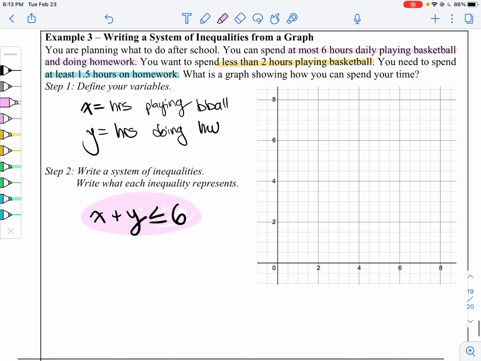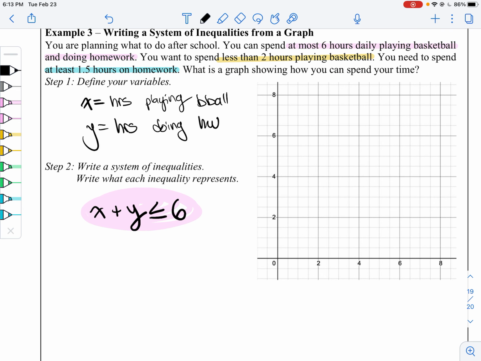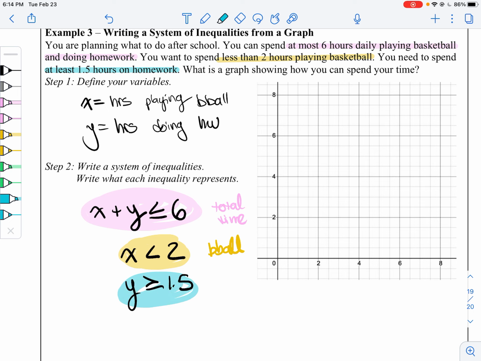We also want to spend less than 2 hours playing basketball. So that means basketball needs to be less than 2 hours. Oh, by the way, this is total time. This is basketball practice, I guess. And then finally, we know that we need to spend at least 1.5 hours on homework. So our homework hours needs to be greater than or equal to 1.5. This is our homework time.